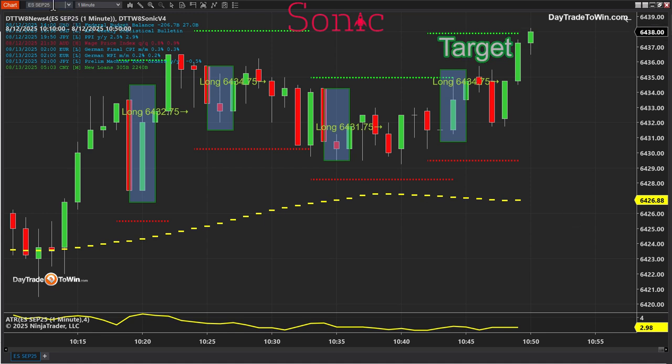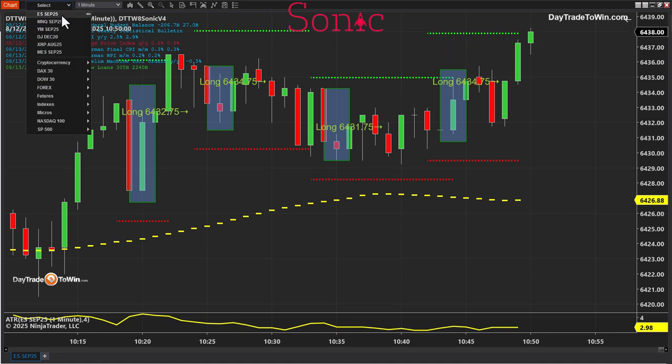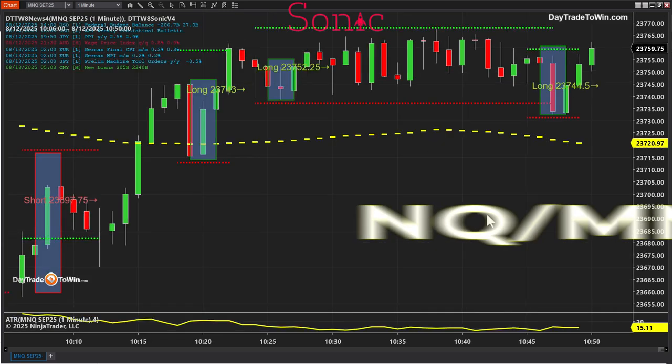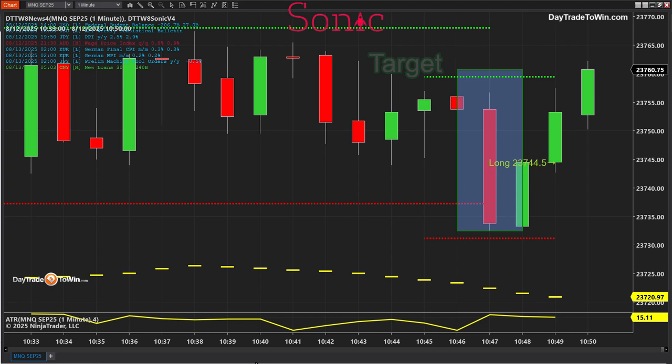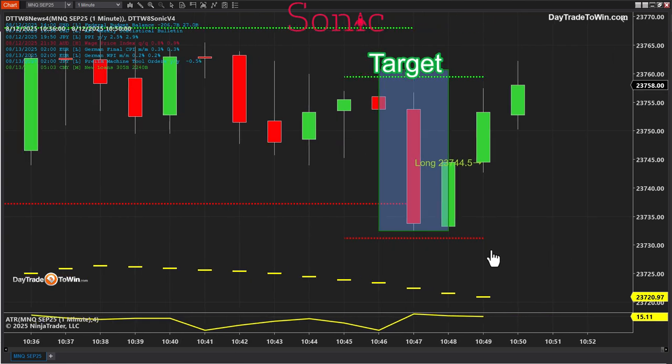I'll switch this back to the Nasdaq. We have a lot of traders who are trading the Nasdaq as well, or the mini Nasdaq, or the micro. And so you can see here, this has also hit the target. So we're going to wait for the next signal.